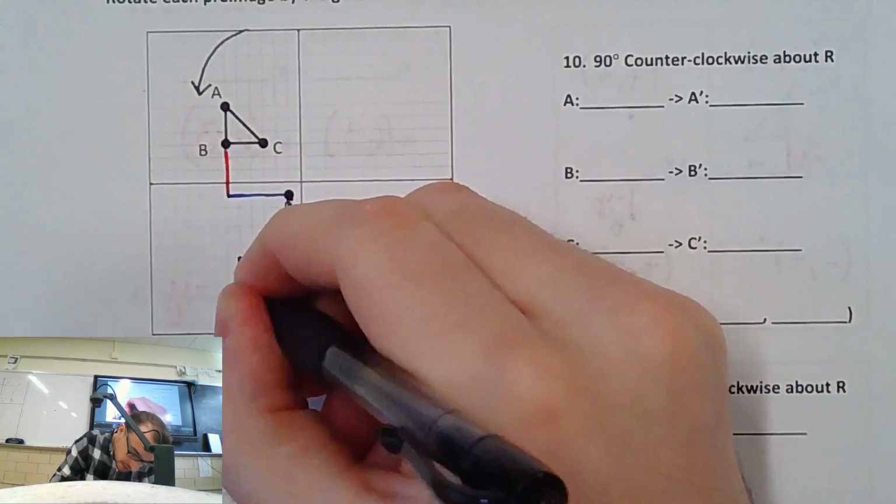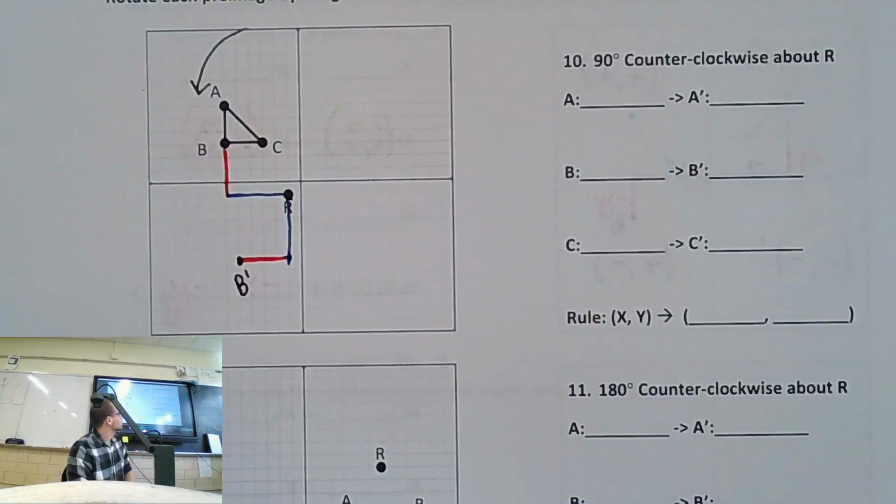And there is B prime. Oh gosh, I did it again. Now let's look at this rule.